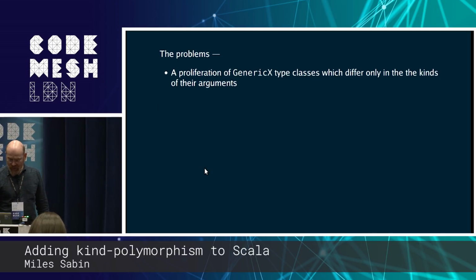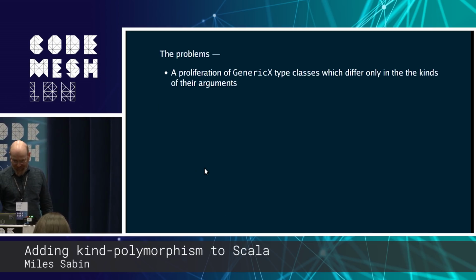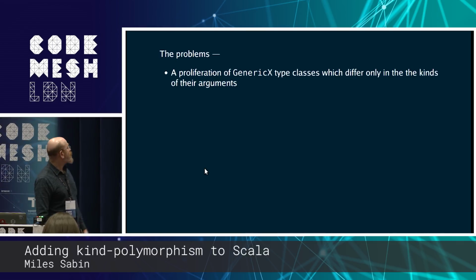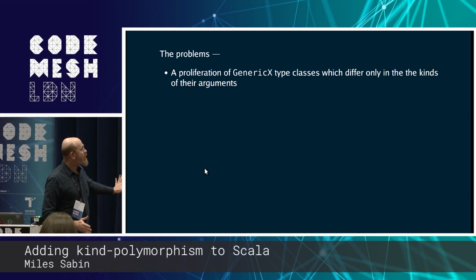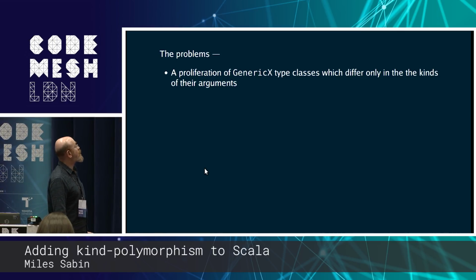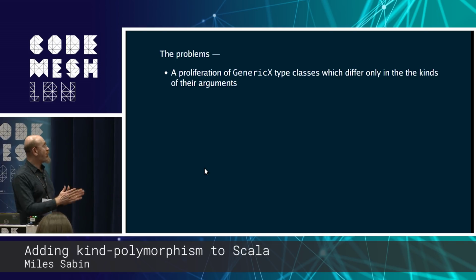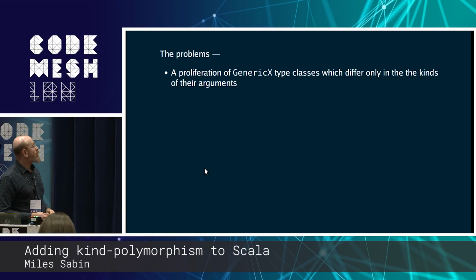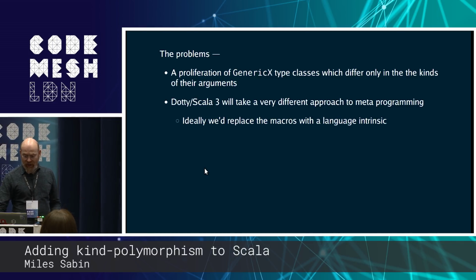Okay, so anyway, problems then. If we're just going to go down the route that I've explored up to now in Shapeless, then you end up with this proliferation of generic X. It could be 1, 2, 3. It could be a number of different forms of the kinds here. So that's, I think, just bad intrinsically.